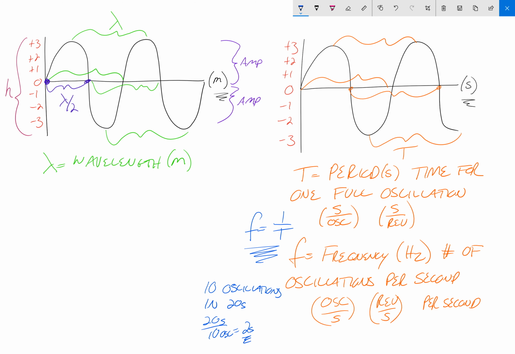Other people like frequency better. And if it's frequency, seconds goes in the denominator, right? Oscillations in the numerator. 10/20 equals 0.5 hertz. Look, they're inverse of each other.